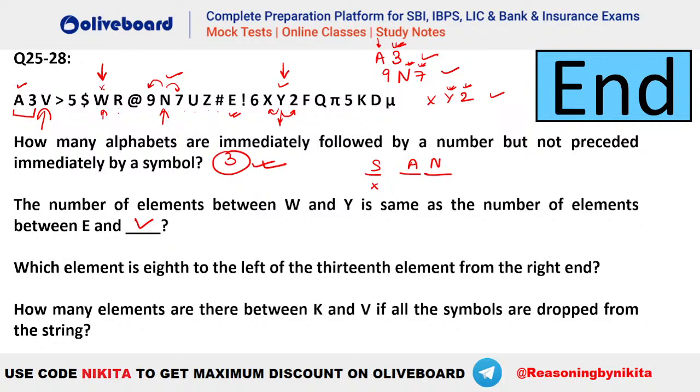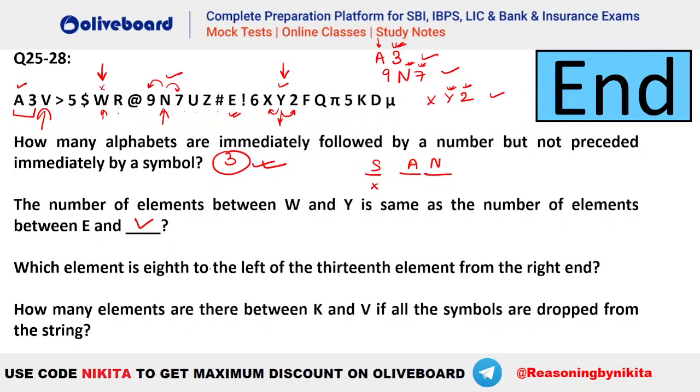This does not mean that you will not be considering A here. Okay, so it has to be followed by a digit, but it should not be preceded by a symbol. Okay, it should not be there. A symbol should not be there. And you can see if nothing is there, that means there is no symbol also. Shravani, I hope this is clear. So first answer is 3. The second answer is V.